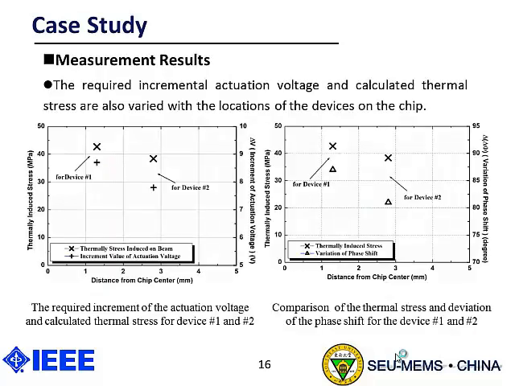These are the required increment of the actuation voltage and calculated thermal stress for devices number 1 and number 2. These are the thermal stress and the deviation of the phase shift of the devices for devices number 1 and number 2. From the figure, we can see the required incremental actuation voltage and calculated thermal stress are also varied with the location of the devices on the chip.